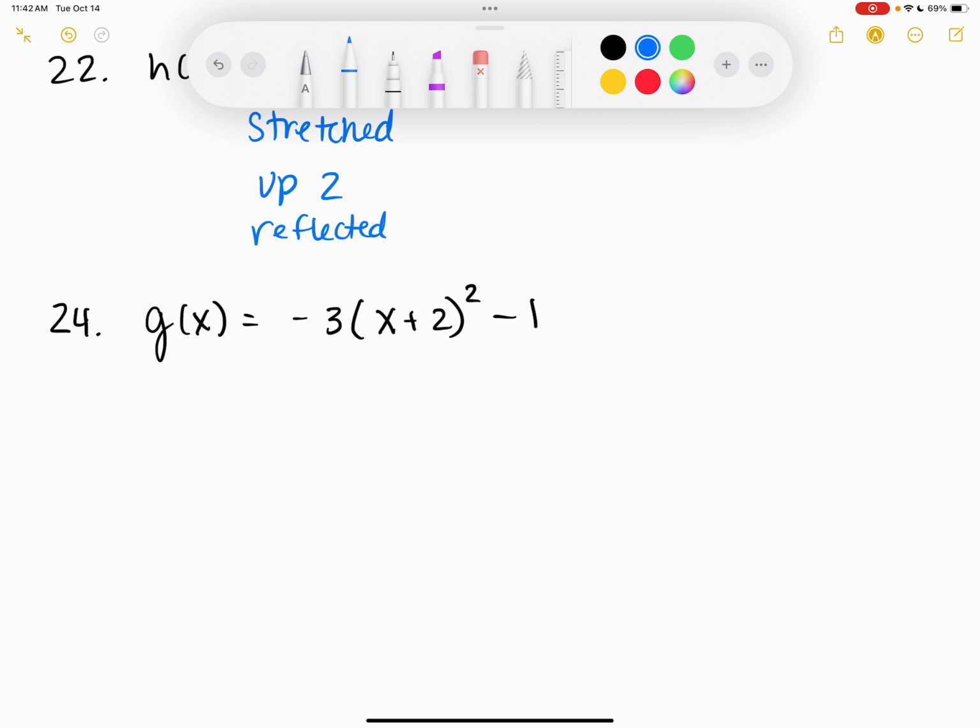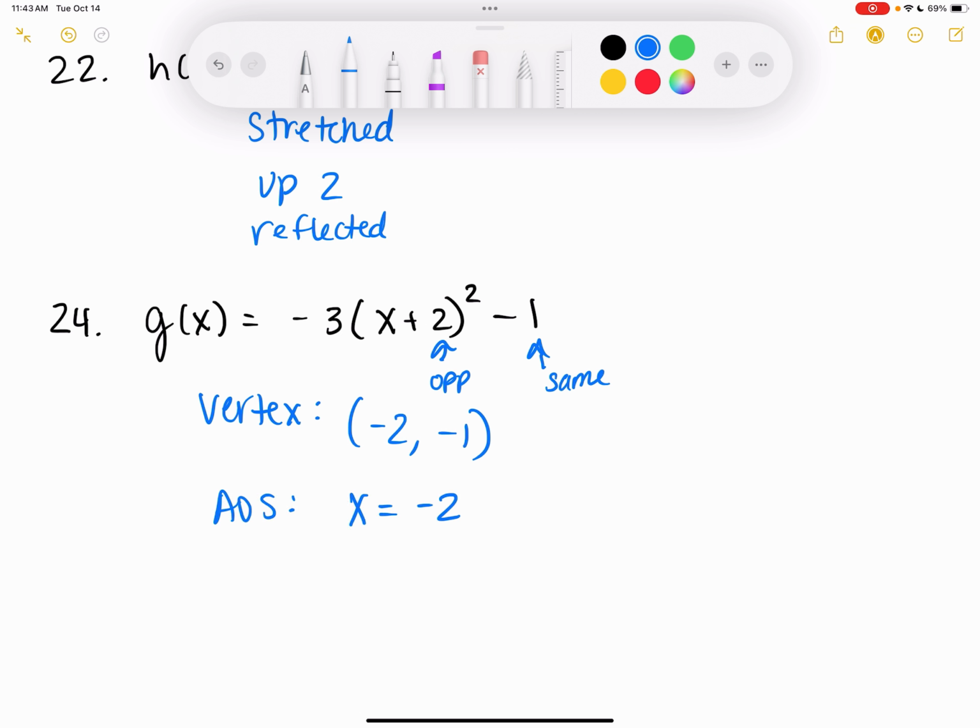Okay. So the vertex, it's always the opposite sign inside, same sign outside. Oh, that makes sense. So it'd be -2, -1. Yep. That says your axis of symmetry is a line, just like your asymptotes are. So the axis of symmetry is x equals -2. It's always going to be at the x coordinate of your vertex.